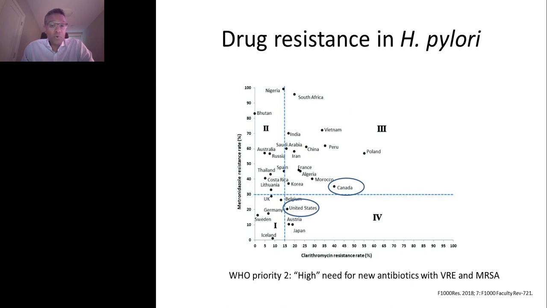These are both very important drugs, and indeed, resistance in H. pylori has been deemed by the World Health Organization to be a priority 2, or high need, for new antibiotics, in line with organisms like vancomycin-resistant Enterococcus and methicillin-resistant Staph aureus. So as you can see, H. pylori drug resistance is a major problem and an emerging issue.